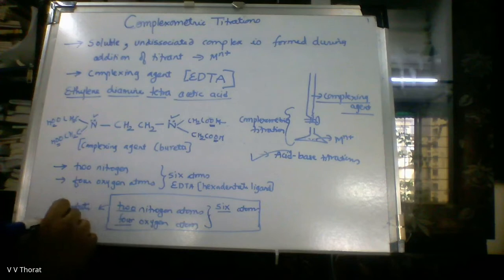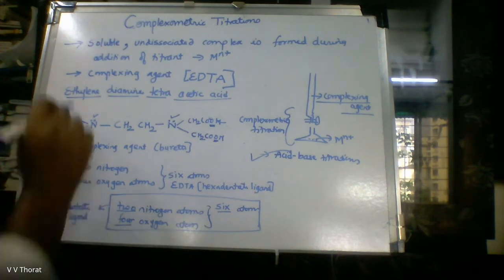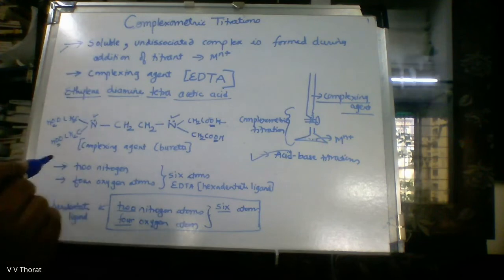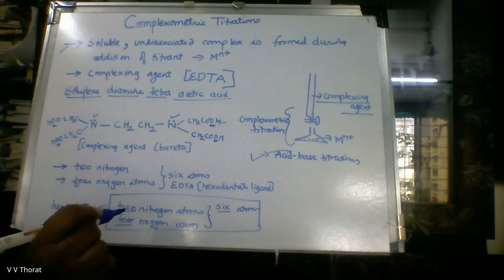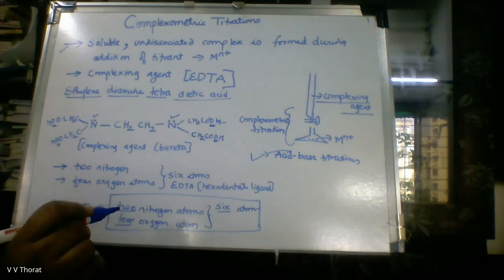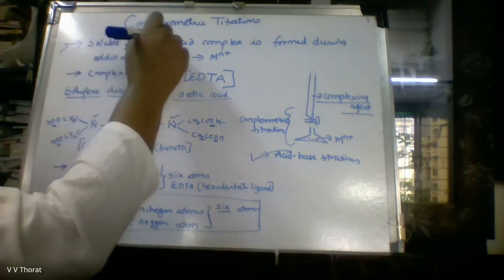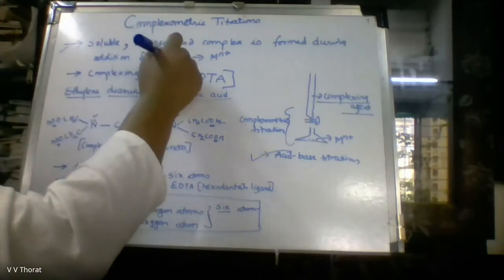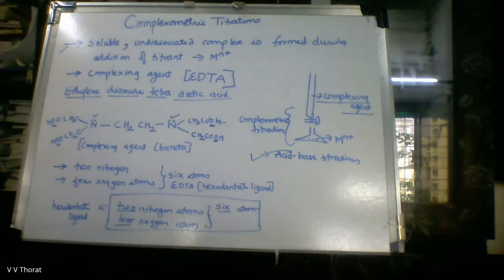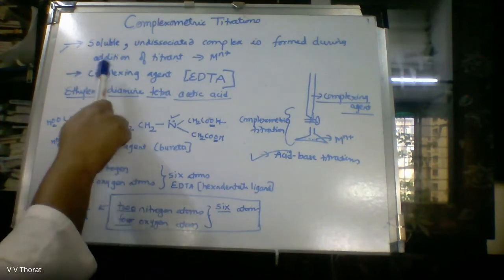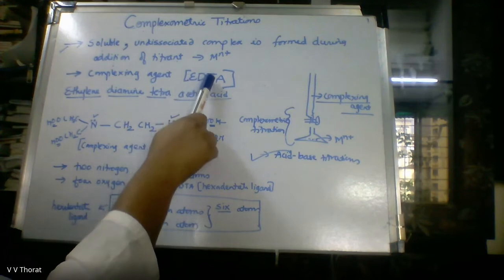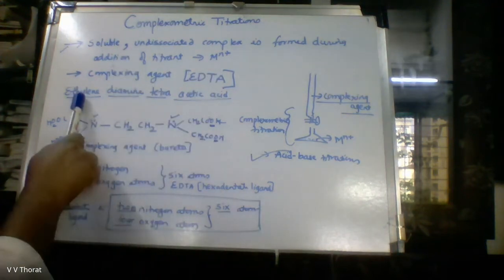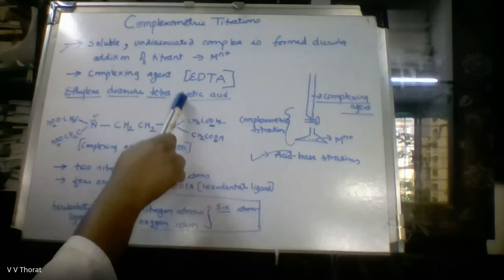Dentate ligand. Okay. What is a ligand? You have studied it in the previous class. So we have seen here what is complexometric titration. Immediately you should answer. It is a titration in which a soluble, undissociated complex is formed when you add a complexing agent to the metal ion solution. The complexing agent used is EDTA, full form ethylene diamine tetraacetic acid.